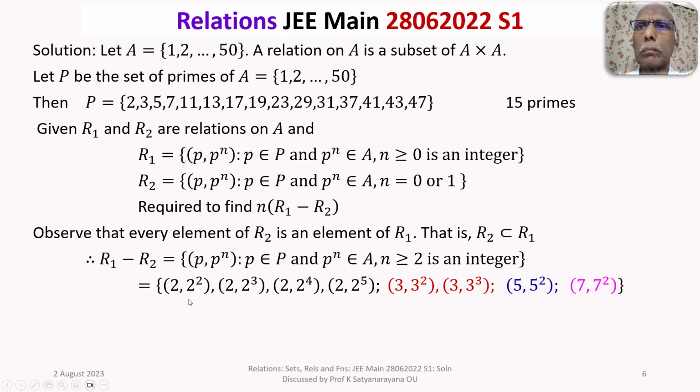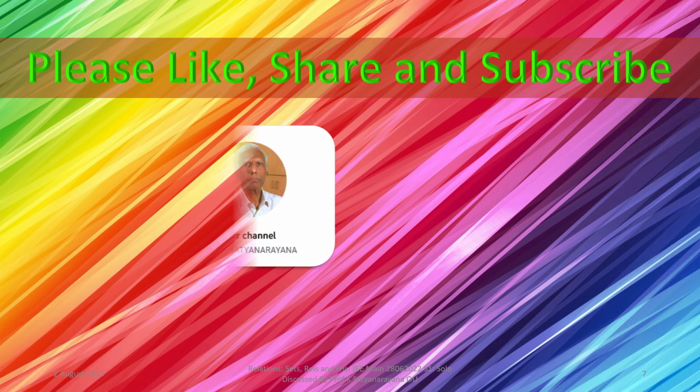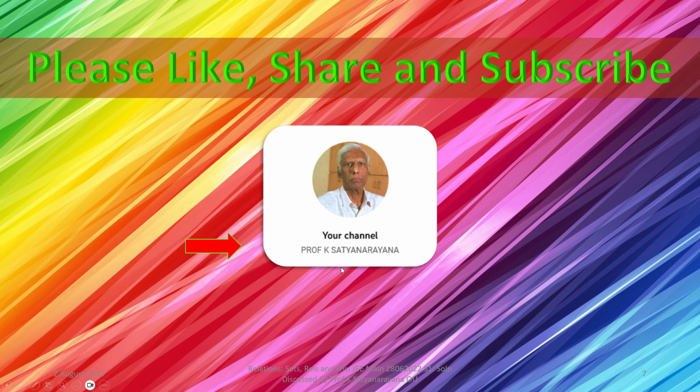Now count the elements. 1, 2, 3, 4, 5, 6, 7, 8. So the number of elements present in R1 minus R2 is 8, right? That is the detailed discussion of the solution of the problem, which is related to relations from the section sets, relations and functions. I am sure that you have understood the solution of this problem. And I wish you all the best. Thank you.